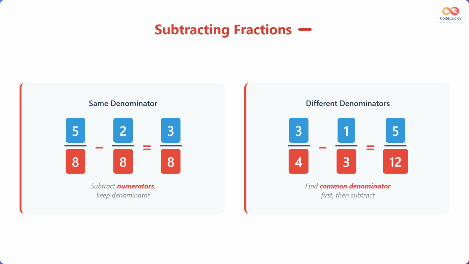Subtracting fractions is similar to adding them. If the fractions have the same denominator, simply subtract the numerators and keep the denominator the same. If the denominators are different, you first need to find a common denominator before subtracting. For example, with the same denominator, 5/8 minus 2/8 equals 3/8. With different denominators such as 3/4 minus 1/3, find the common denominator, convert the fractions and then subtract.